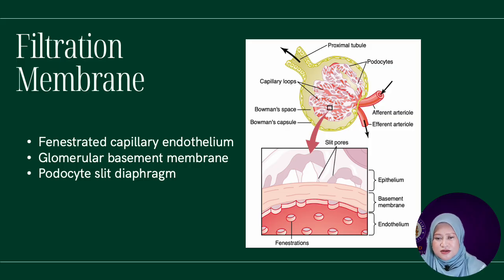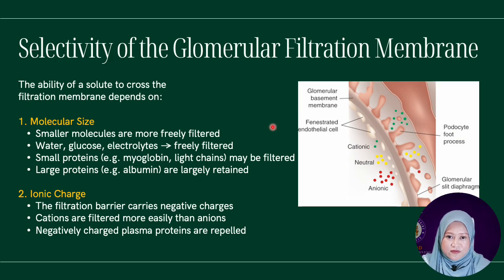So the filtration membrane is not just a simple filter. It is specially designed to let small substances pass while keeping important proteins in the blood. Now, the ability of a substance to cross the filtration membrane depends mainly on two factors, molecular size and ionic charge. Size is the primary determinant. In general, the smaller the molecule, the more easily it can pass through the filtration barrier. Water, glucose, sodium, potassium, chloride, and other small solutes are freely filtered. These molecules are small enough to pass through all three layers of the filtration membrane without significant restriction.